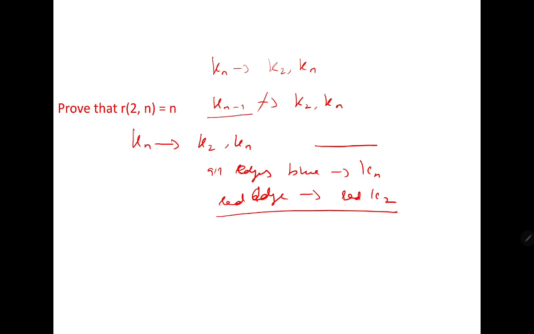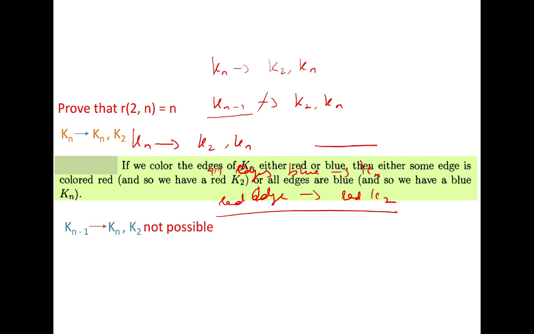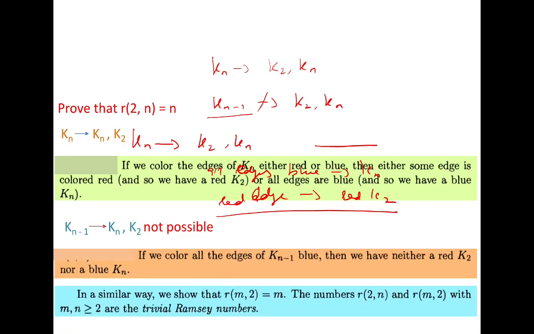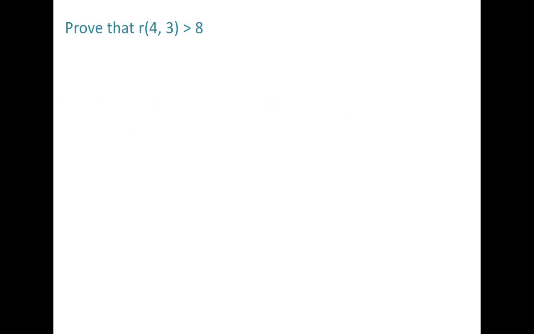In the case of K_(n-1), of course K_n is not possible. So in K_(n-1), if I color all the edges blue, then I don't have a red K2 and I don't have a blue K_n. So this is how it can be proved. And similarly I can prove R(m, 2) is m. So these numbers R(2, n) or R(n, 2) are known as trivial Ramsey numbers.